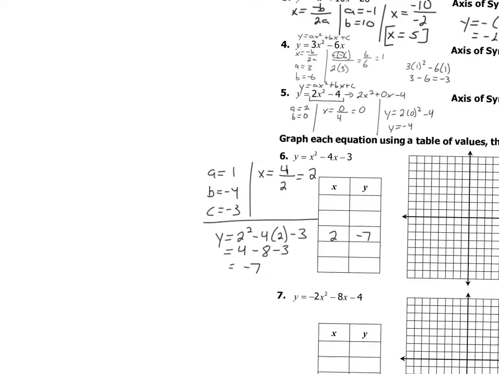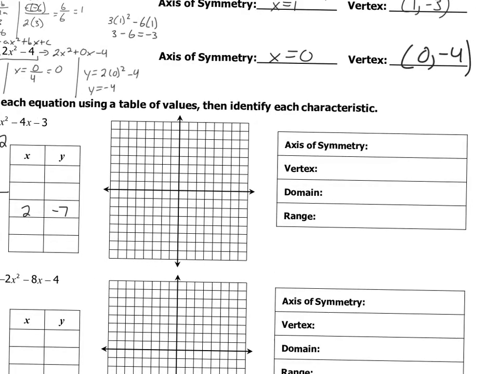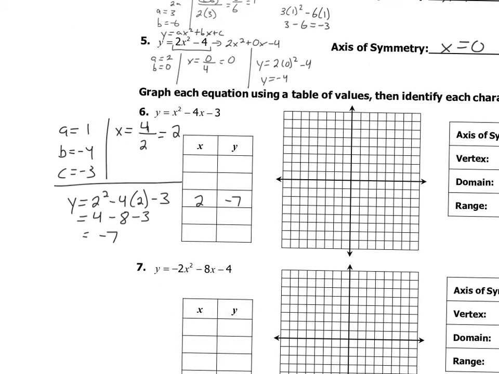And remember, that's the point that we put in the middle. So we can already fill some stuff out here. Our axis of symmetry is going to be x equals 2. And our vertex is going to be 2, negative 7. We already know our domain is going to be all reals. All right, now we just fill out this table to graph it. Okay, so let's go ahead and fill it out.